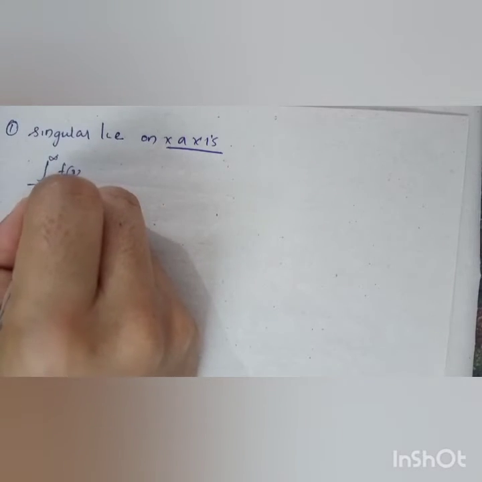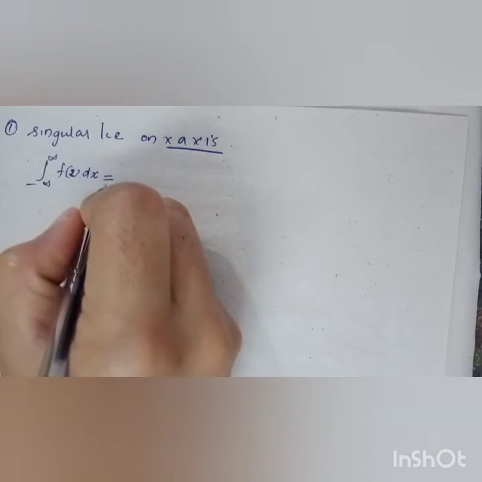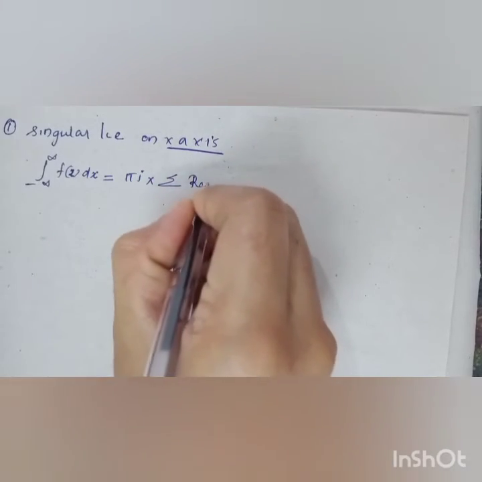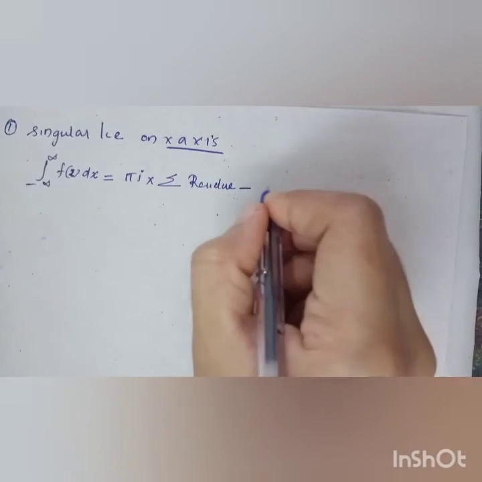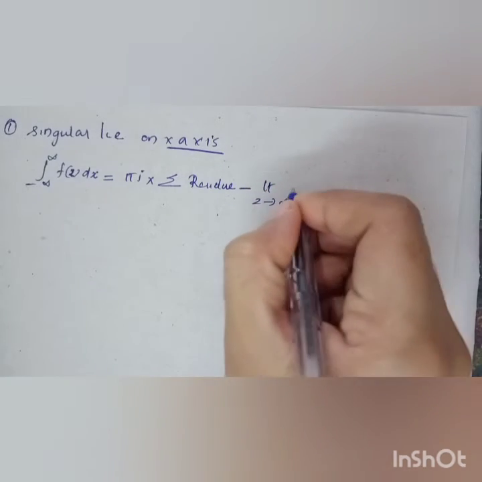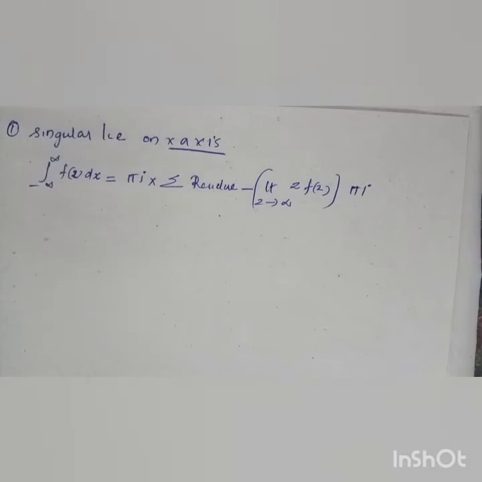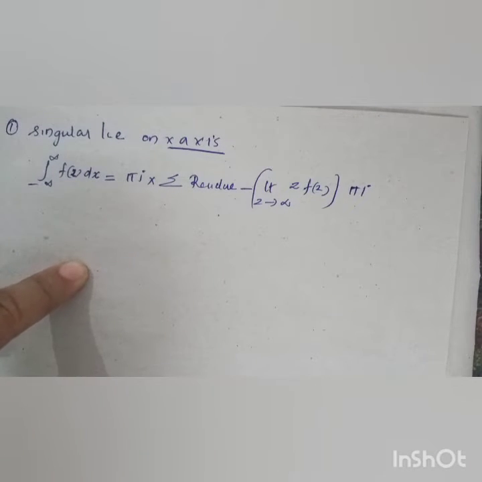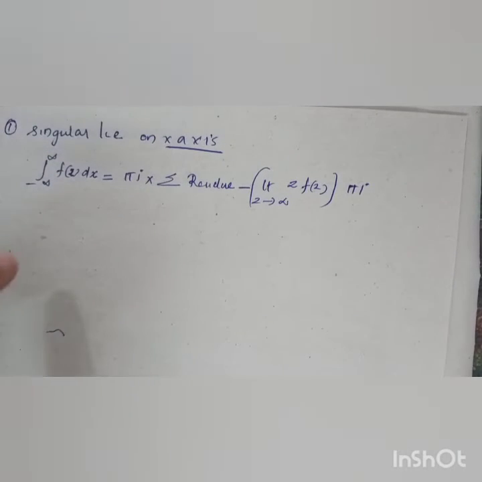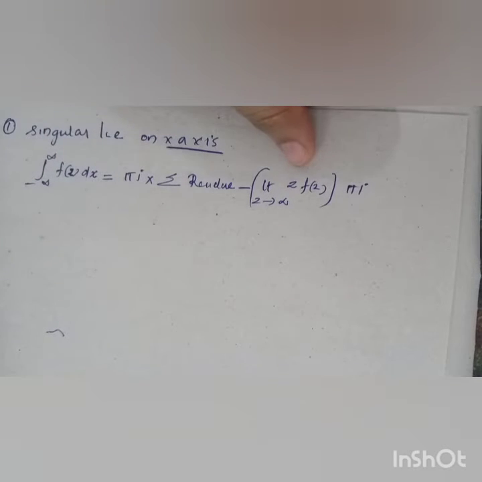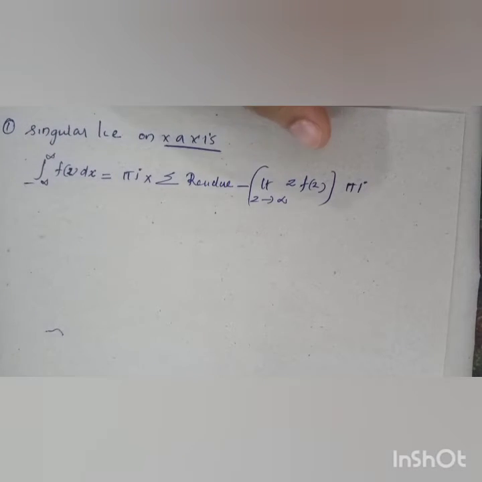If it lies on the x-axis, you get the integral like this: the integral of f of x dx is pi i times the summation over residues minus limit z tends to infinity of z f of z times pi i. Okay, so this is our expression if the singular point lies on the x-axis. The integral from minus infinity to plus infinity of f of z dz is equal to pi i times the summation over residues minus limit z tends to infinity of z f of z times pi i.